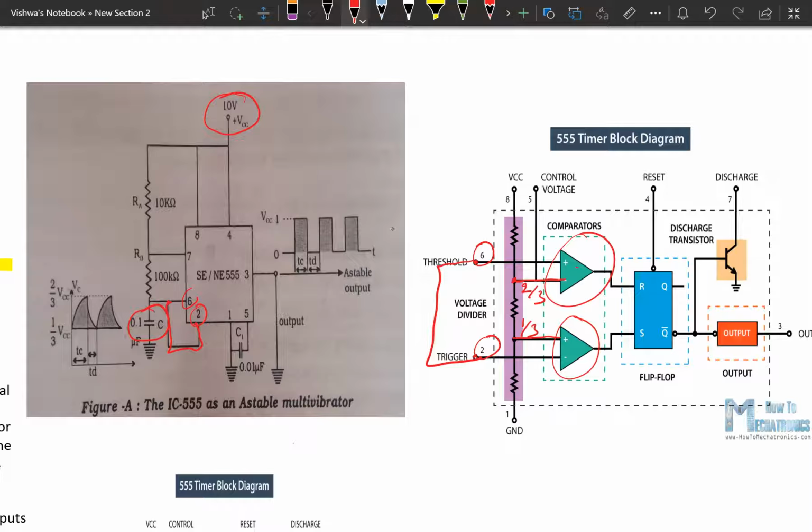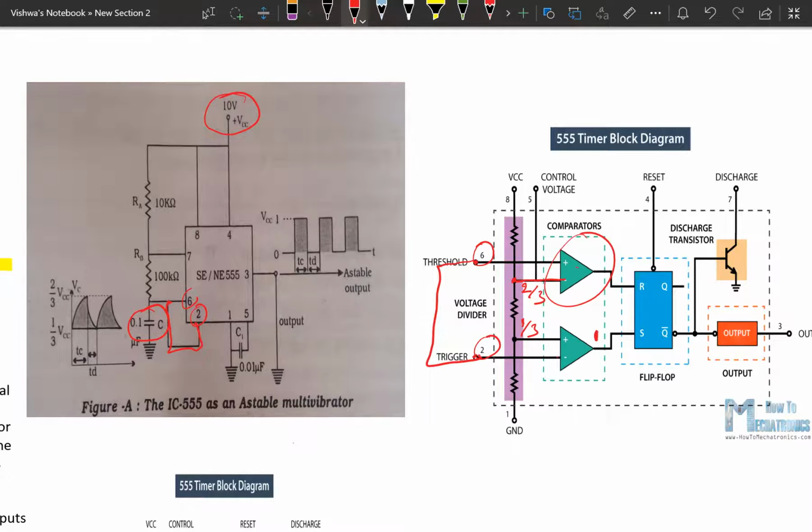Now when the capacitor voltage is less than 1/3 voltage, because the non-inverting terminal of the lower comparator is 1/3. According to the comparator working, if the non-inverting terminal or positive voltage is greater than the negative terminal voltage, then the output is 1. If the positive terminal voltage is less than the negative terminal voltage, then the output is 0. So here the positive terminal voltage is 1/3. Until the negative terminal voltage reaches 1/3, the output will be 1 only. Now up to 1/3 voltage, the output is 1 here.